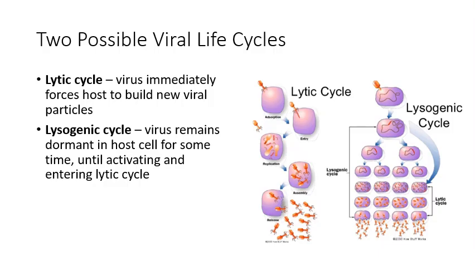Viruses have two possible quote unquote life cycles or replicative cycles that they can follow, lytic and lysogenic. The lytic cycle is where the virus enters its host cell and pretty much immediately forces the host to build new copies of it, which are then released from the host cell, killing the host. In the lysogenic cycle, the virus will go dormant when it enters the host cell, and after some period of time passes, then it can activate and enter the lytic cycle.